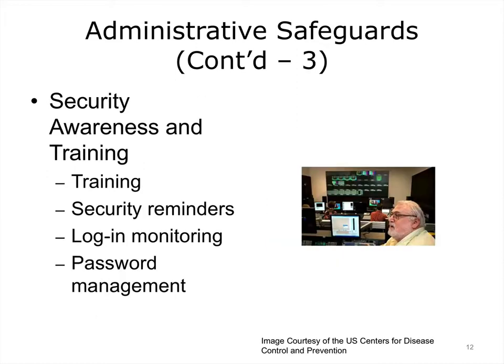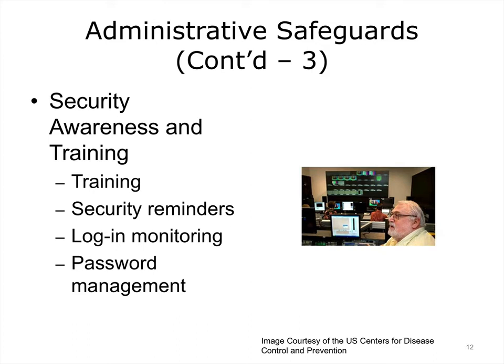The fifth administrative safeguard, security awareness and training, dictates that a health organization must, quote, implement a security awareness and training program for all members of its workforce, including management, end quote. Many safeguards that are implemented to protect the security of systems containing electronic PHI require cooperation on the part of the organization's workforce to be effective.